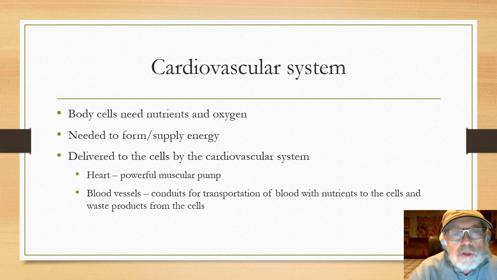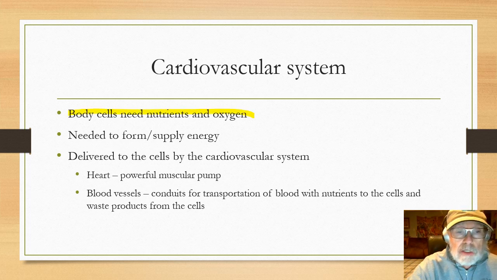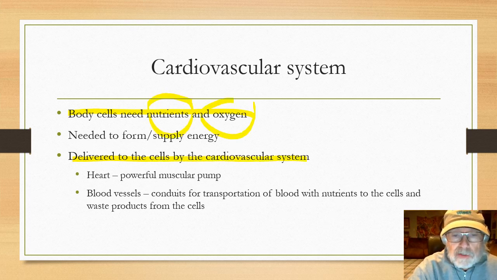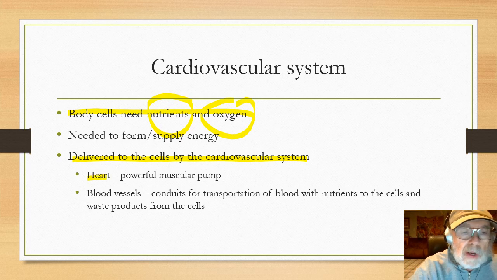To also burn those fuels efficiently, we need oxygen. So the body totally needs both nutrients and oxygen for the cells to survive, let alone function. So we need some way to deliver these nutrients and oxygen to all the body's cells, and that's through the cardiovascular system. Now, this delivery system requires two things. Number one, it requires a pump, and the pump is the heart.